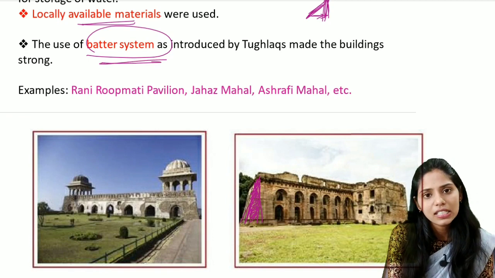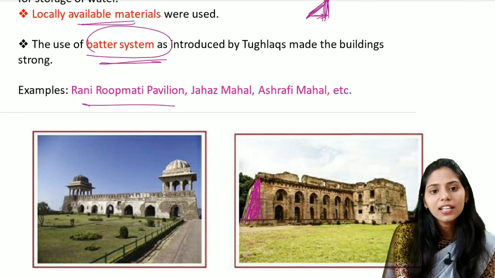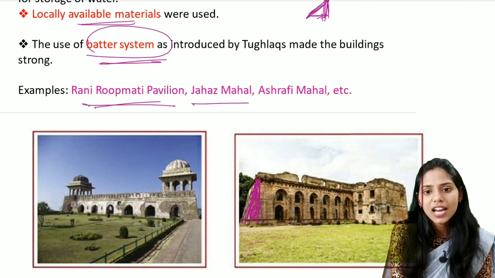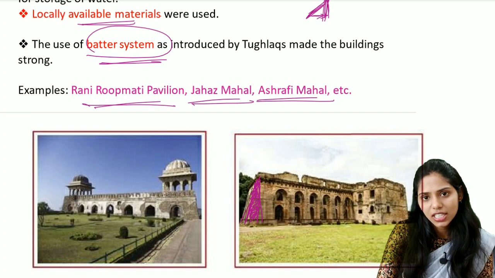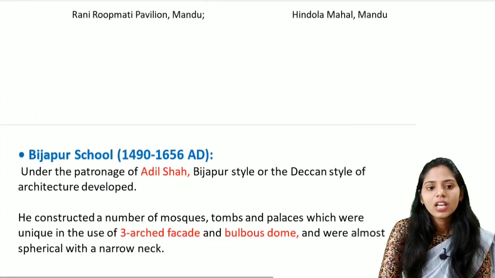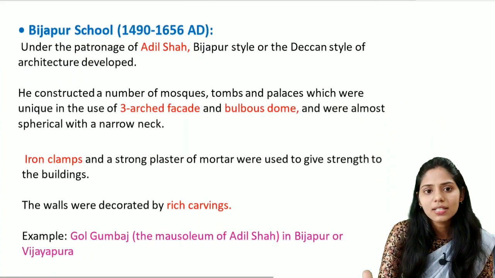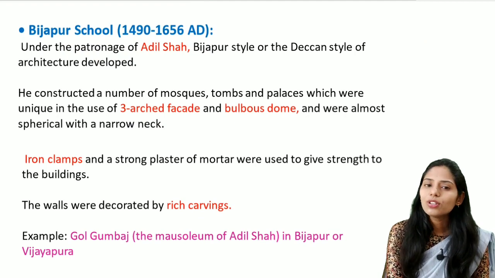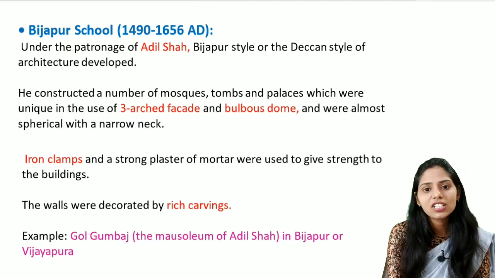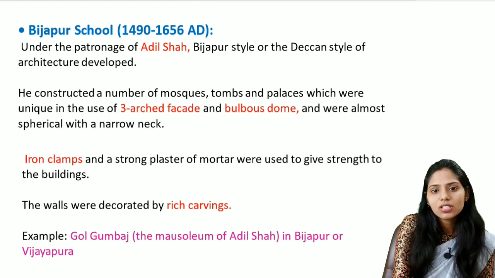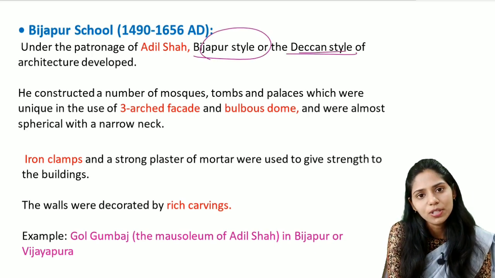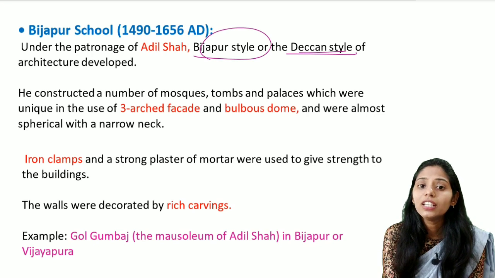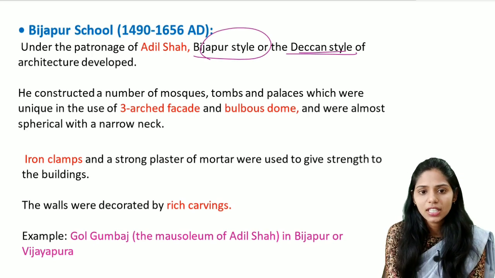The examples under this Malwa school are Rani Roopmati Pavilion, Jahaz Mahal and Ashrafi Mahal. So these are some of the examples of the Malwa school. And let us see the last school, the Bijapur school, which was mainly patronized under the Adil Shah. This Bijapur style is also called the Deccan style of architecture, developed during the period of 1490 to 1656 AD.